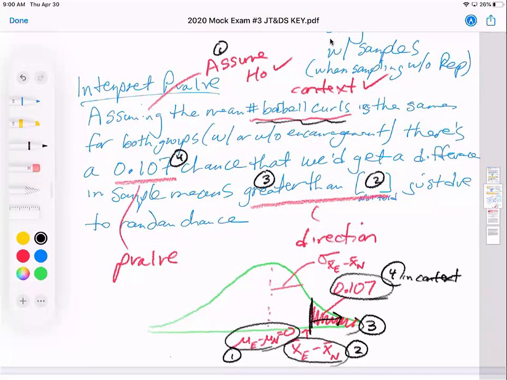That's definitely fair game. I would be prepared not just to conclude a significance test, but also to know how to interpret a p-value.